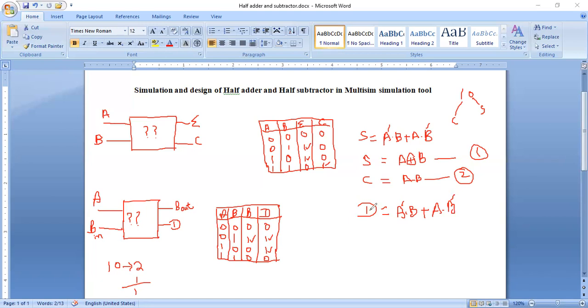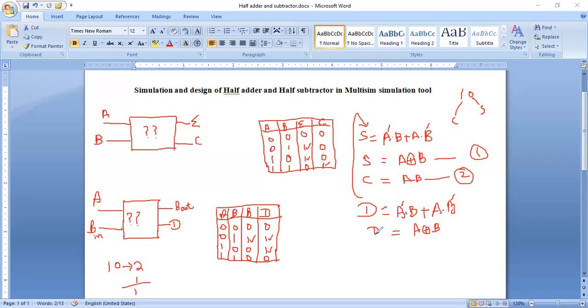And you can see that the difference equation is almost similar to the sum equation. So basically, the sum equation and the difference equation are the same. Therefore, I can write over here simply A exclusive OR B. Okay, now this is the difference equation.